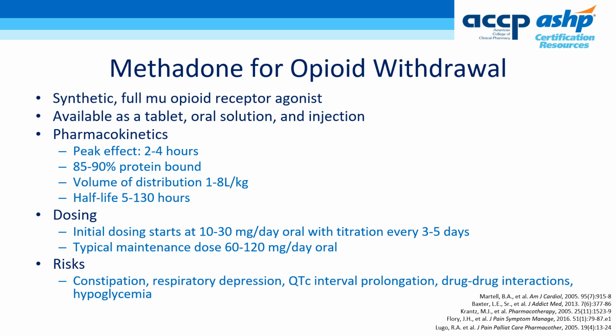Another noteworthy advantage of methadone is that as a full mu receptor agonist, it will not precipitate withdrawal, so you can initiate methadone treatment even if the patient is not in acute opioid withdrawal. Initial doses of methadone range from 10 to 30 milligrams daily, with up-titration every 3 to 5 days, and a typical maintenance dose ranging from 60 to 100 milligrams per day.